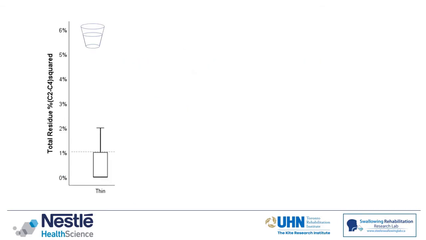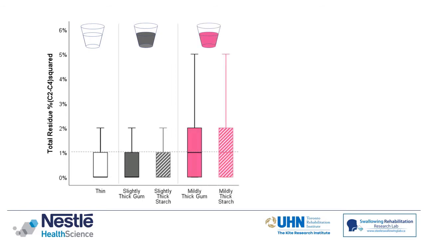On thin liquids, we found that healthy people typically have residue measuring 1% or less of the C24 squared reference area after taking a naturally sized sip from a cup. When we looked at slightly thick and mildly thick liquids, which were also taken as natural sips from a cup, we found greater residue on the mildly thick liquids, typically measuring up to 2% of the C24 squared reference area.